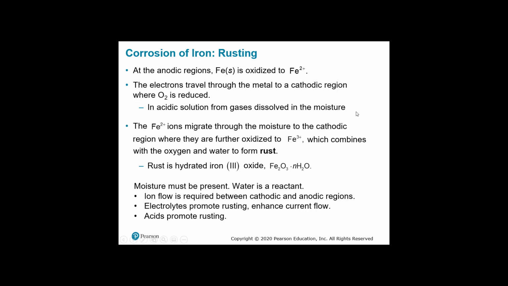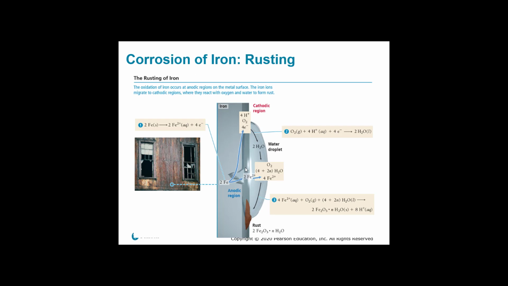In acidic solutions from gases dissolved in the moisture, the iron 2 ions migrate through the moisture to the cathodic region where they are further oxidized. This forms rust, and rust is actually hydrated, and hydrated is that fancy H2O with an n attached to it, which just means it's hydrated. You must have moisture present. It has to be present. Water is a reactant. Ion flow is required between the cathodic and anodic regions. Electrolytes promote rusting because they have ions in them, so they can enhance that current flow, and acids promote rusting.